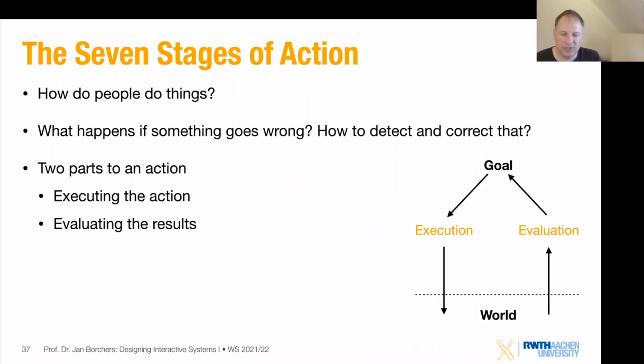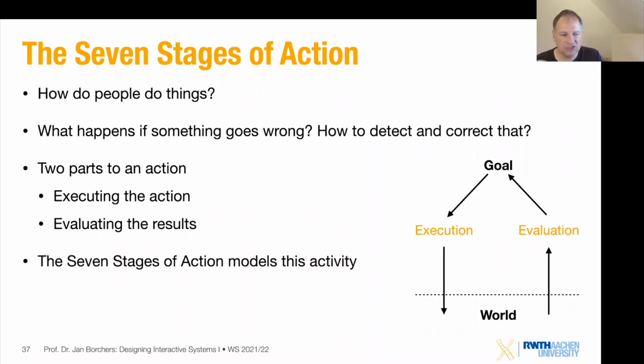So in its most basic part, apart from your goal, you execute an action and then you evaluate the results on the return path, so to say. And the seven stages of action models exactly this kind of activity, right? Coming up with a goal, executing, and checking whether it was successful comparing to your intended state that you wanted to get to. Now let's zoom in to each of these two sides in a little more detail.